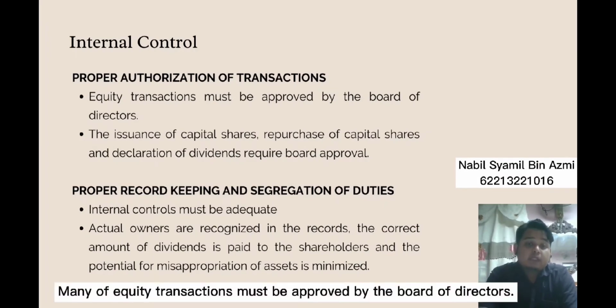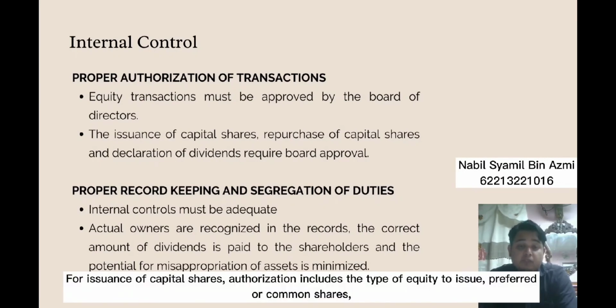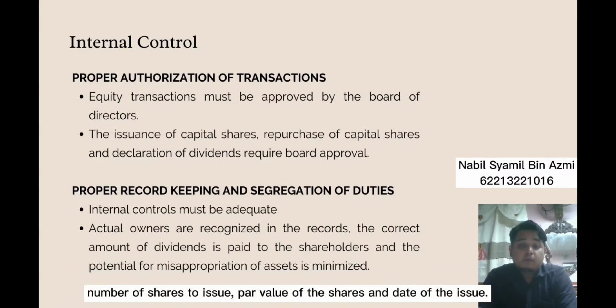Many equity transactions must be approved by the board of directors. Transactions such as the issuance of capital share, repurchase of capital share, and declaration of dividend require board approval. For issuance of capital share, authorization includes the type of equity to issue, preferred or common stock, number of shares to issue, par value of the stock, and date of the issue.